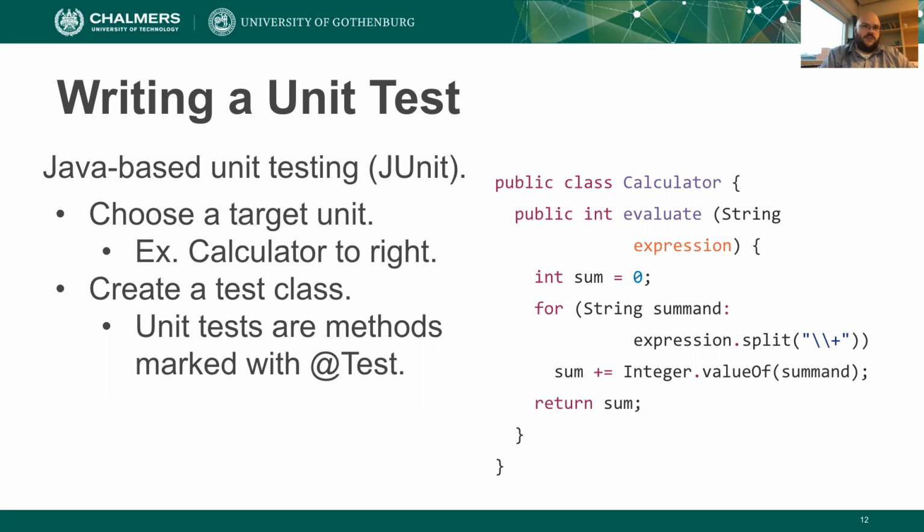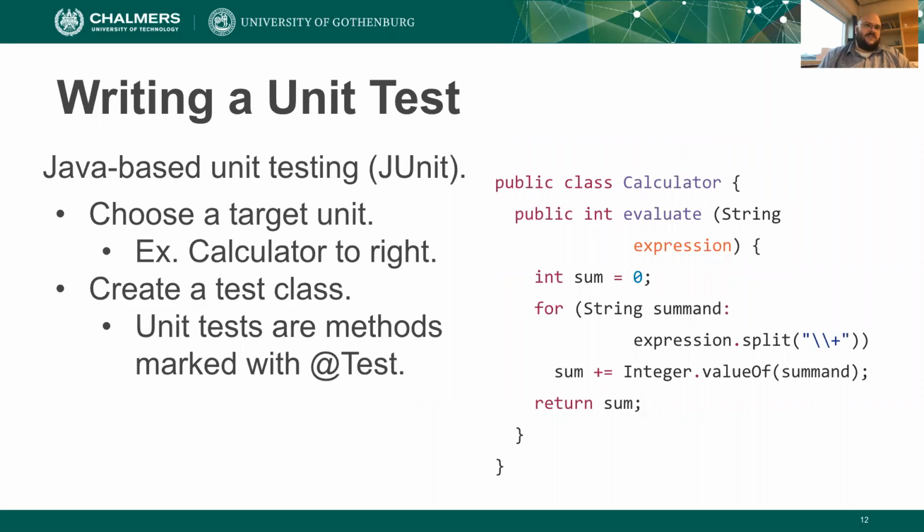And so what you'd usually do is choose some target, some unit from your code base, your class or a small group of classes, and then in a test package, write a testing class, which contains a series of unit tests centered around testing that target. Each test is marked with this annotation called @test.